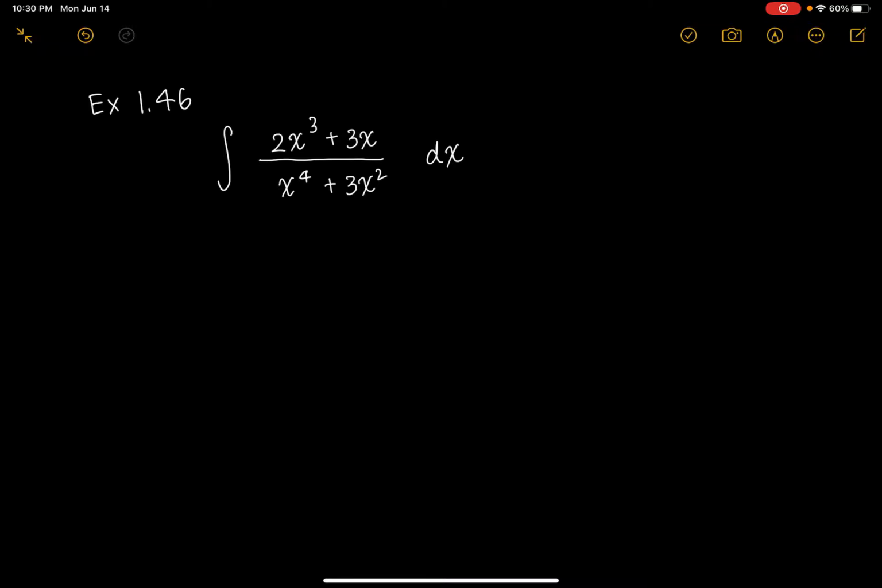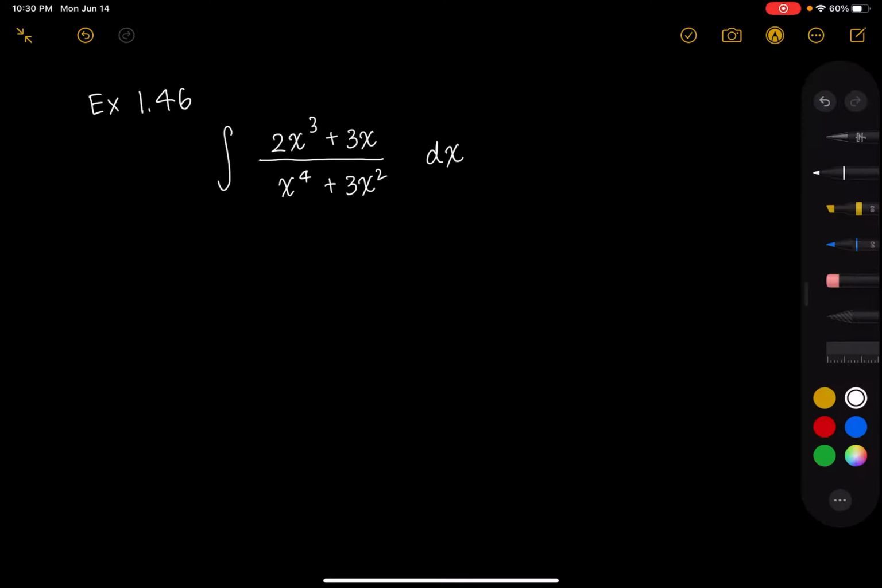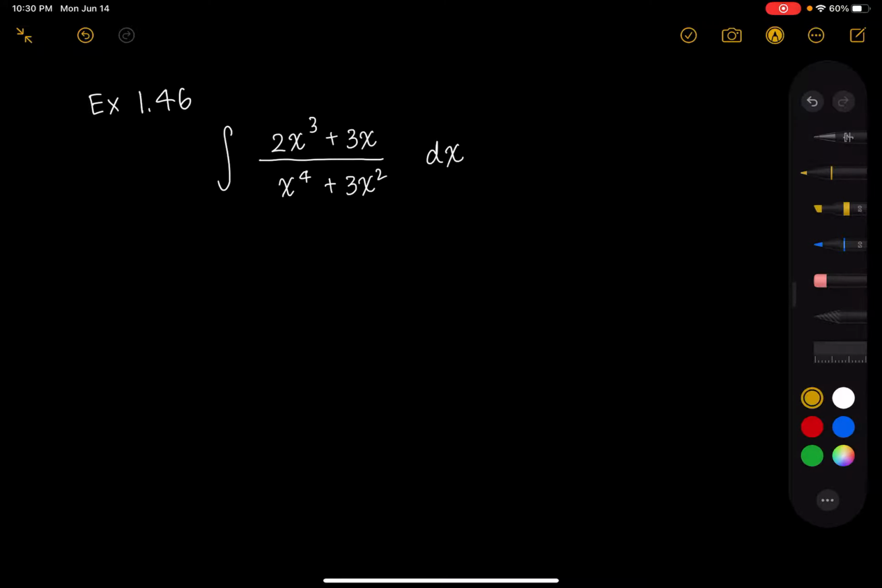In a different case, when we have a higher power in the numerator, and that's a technique that we will learn later on in the semester, we might need to do long division to simplify the expression a little bit. So in our case right now, what we have learned so far is just a u sub. So we will try to apply the u sub.